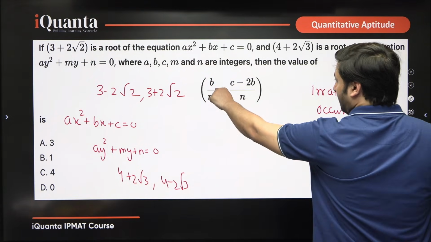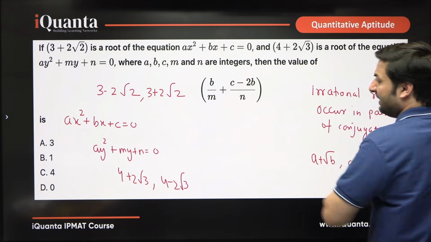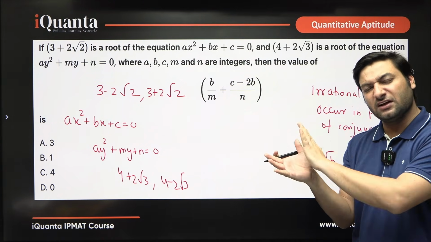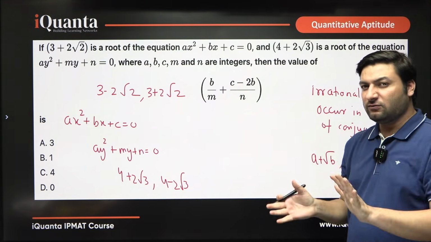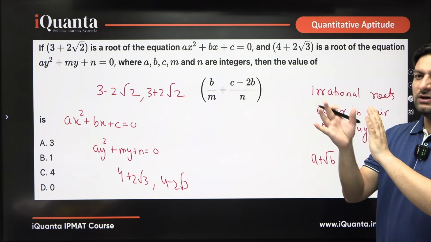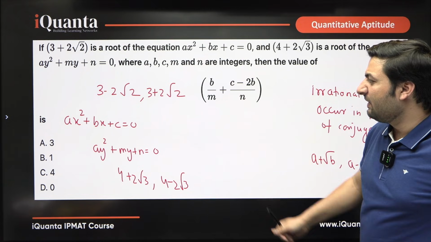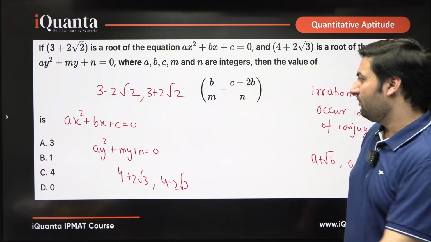We have been asked the value of b by m plus c minus 2b by n. Whenever you have such conjugate or something in quadratic equation, you just have to remind yourself of finding out the sum and product of roots, okay. What is this? B by m, okay, b by m.